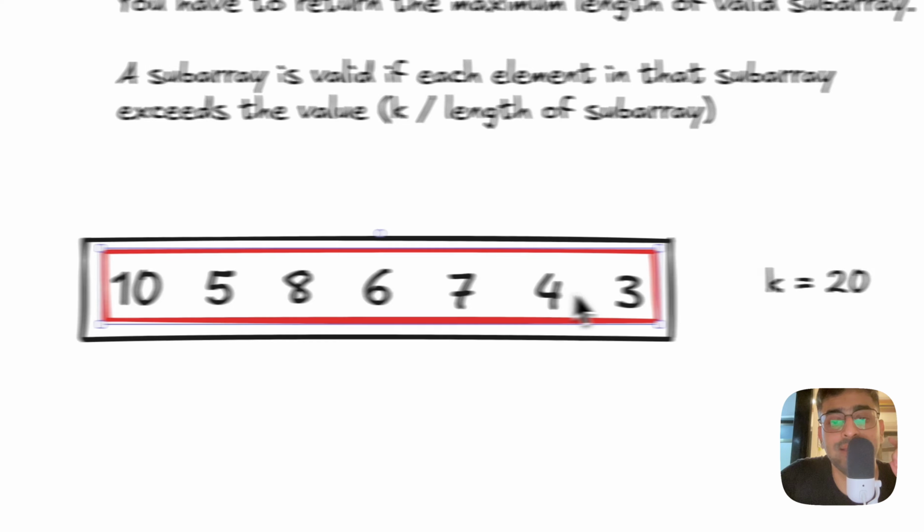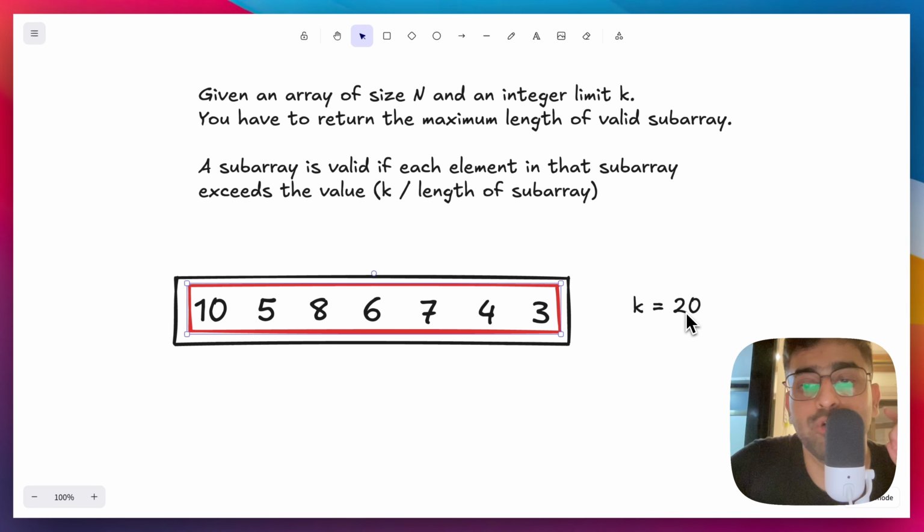Here, the length is 7. So 20 upon 7 is 2, integer division. And all of them should be greater than 2. And indeed, all of them are greater than 2. Right? So the length is 7. So I hope you understood the problem.